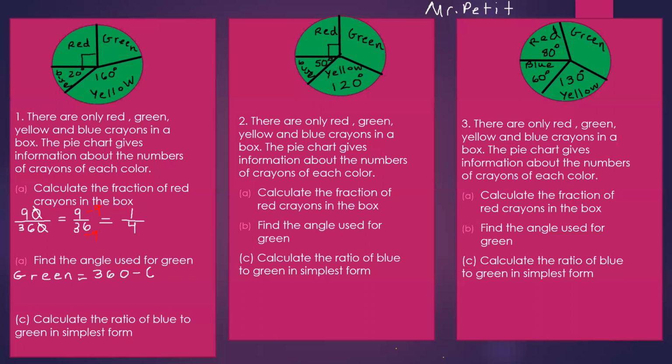Very good. So 90 plus 20 plus 160 is 270, and 360 minus 270 is what? 90. How many persons got 90 for green?